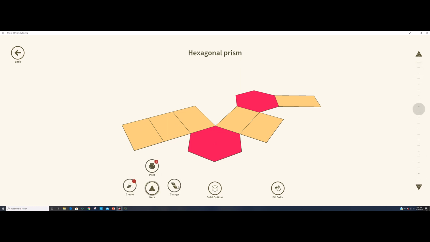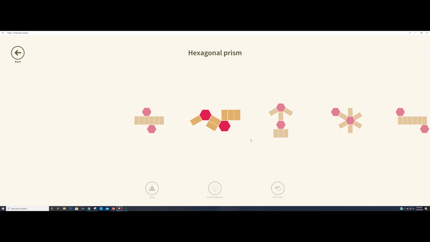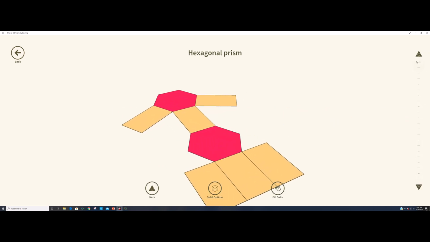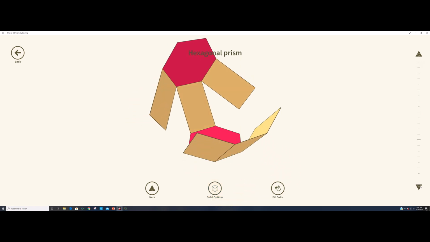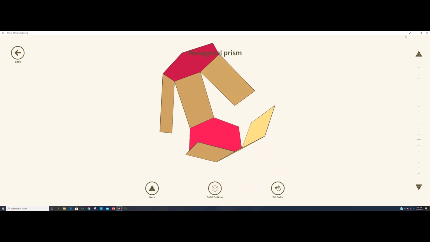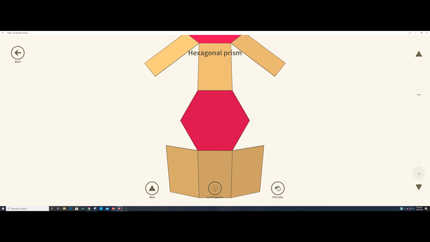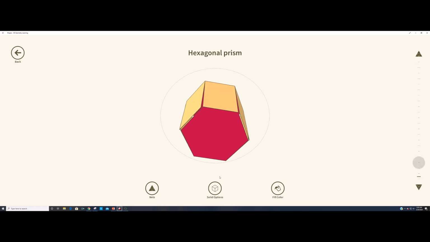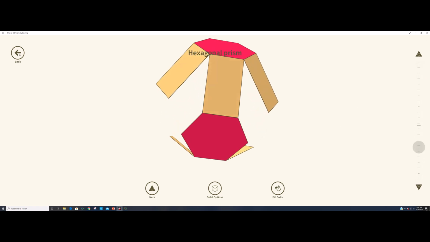Let's pick a different one. That one's kind of cool looking. Let's look at that one. This is the net. Once again, you can see I can fold it together. And see if I can spin it. There we go. And it does make that hexagonal prism. Let me hop out of here real quick.